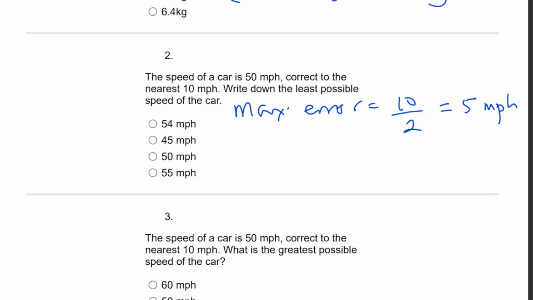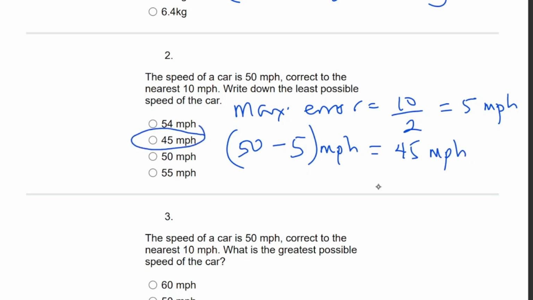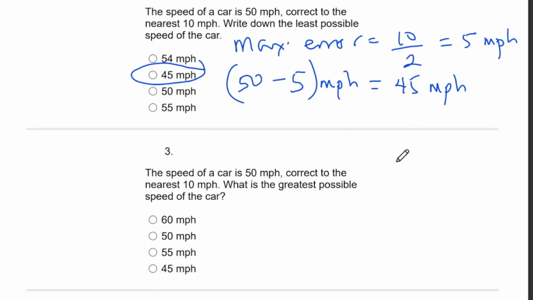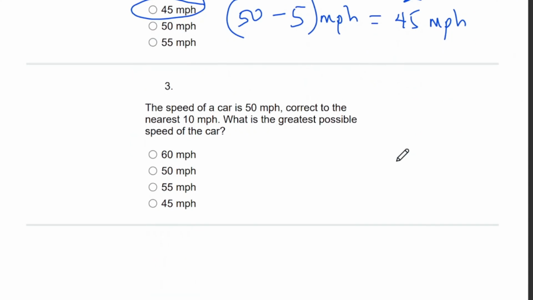Is that clear? So the least possible speed of the car will then be 50 minus 5, which gives us 45 mph, and that is the least. If it is the maximum, you add 5 to it. That's what question 3 is asking, what is the greatest possible speed? That's going to be 50 plus 5, and that gives 55 mph.